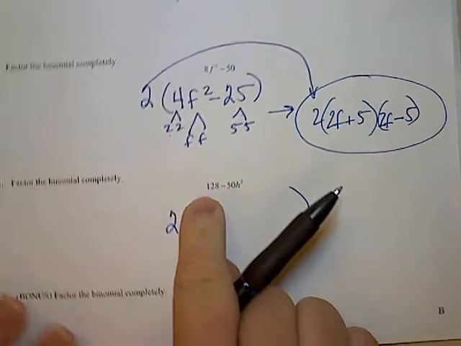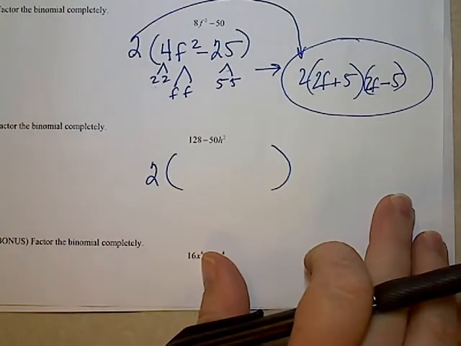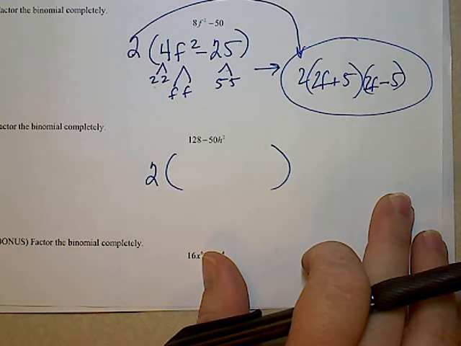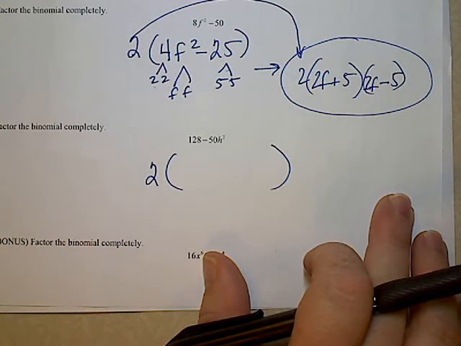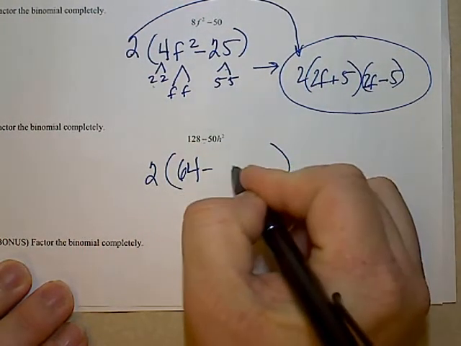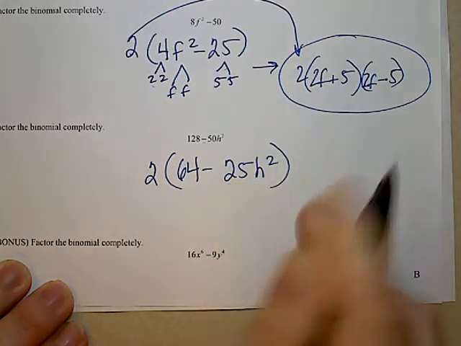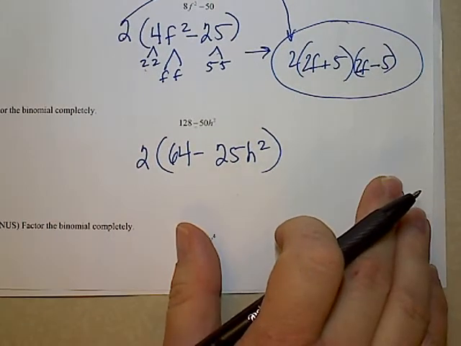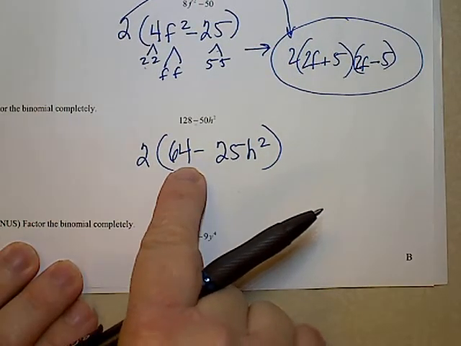Grab that calculator and please take 128 and divide it by 2. Is that your sign C? Okay. 128 divided by 2 is 64. 50 divided by 2 is 25, and we have an h squared. Can I go any further? I'm not sure. I want to see if 64 and 25 are part of that list.